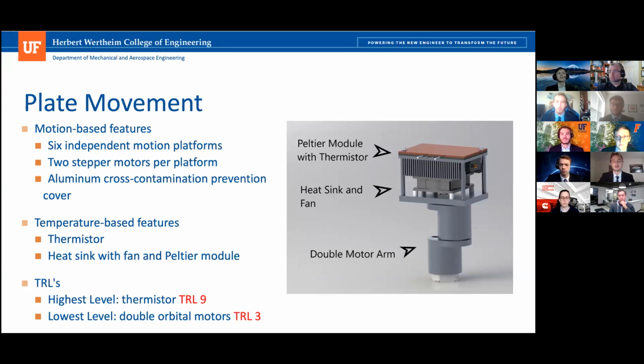So technology readiness levels: we have the thermistor, which is level 9, because that's been used in many different designs, and that's a proven method of temperature control. Lowest level would be the double orbital motors, so double stepper motors really. We designed these 2 stepper motors on top of each other with arms, so it's kind of like a 2D robot arm. We have analytical calculations for it, but we don't have it proven exactly.